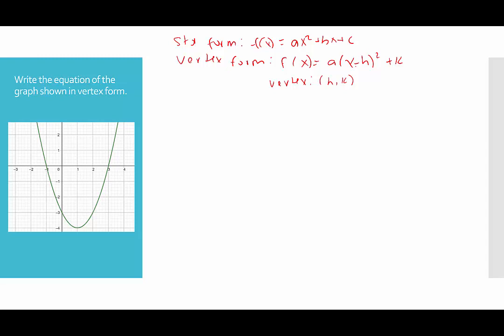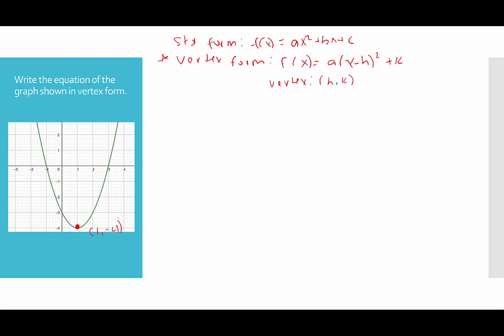Write the equation of the graph shown in vertex form. So we want to use vertex form, which is the second one here. And if we're going to do that, we need to identify the vertex. And I see the vertex. It's the minimum of this graph. It's the bottom of the graph. And then I know something else about the graph. Because the parabola is opening up, I know that a must be positive. Okay, so the vertex is located at 1, negative 4.